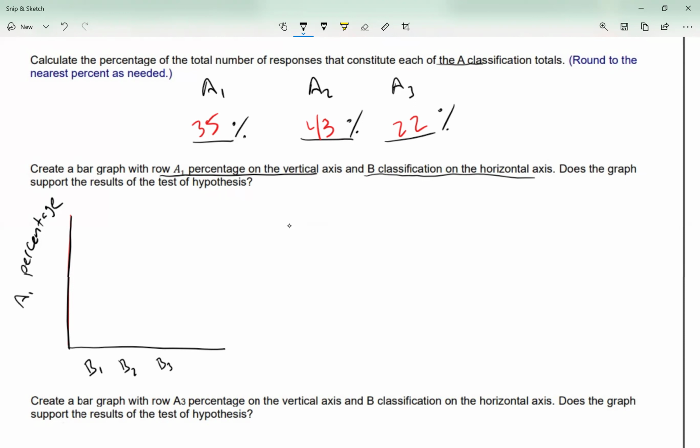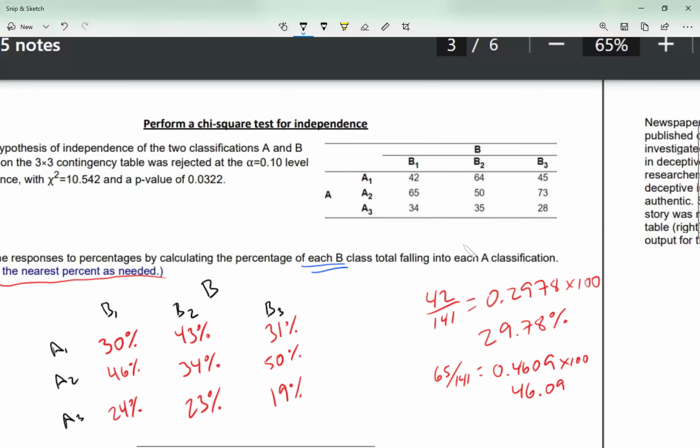All right, let me calculate my percentages to begin with. For my B1, since I'm looking at A1 percentages, I'm going to say, okay, take a look at the table. Exactly what I'm looking at. I'm looking at A1 percentages.